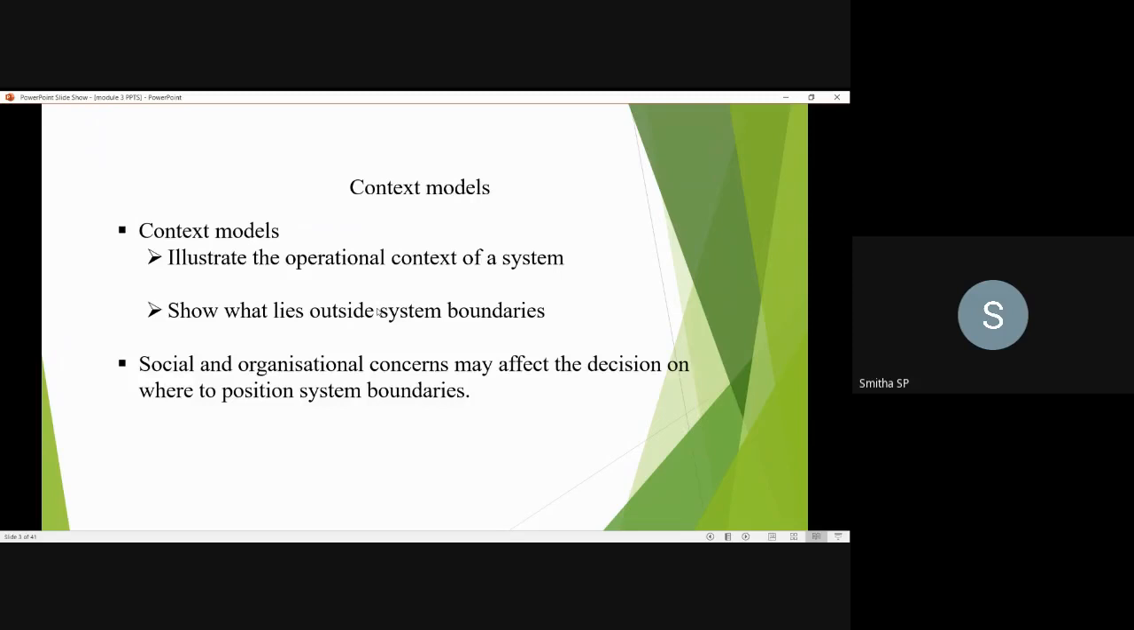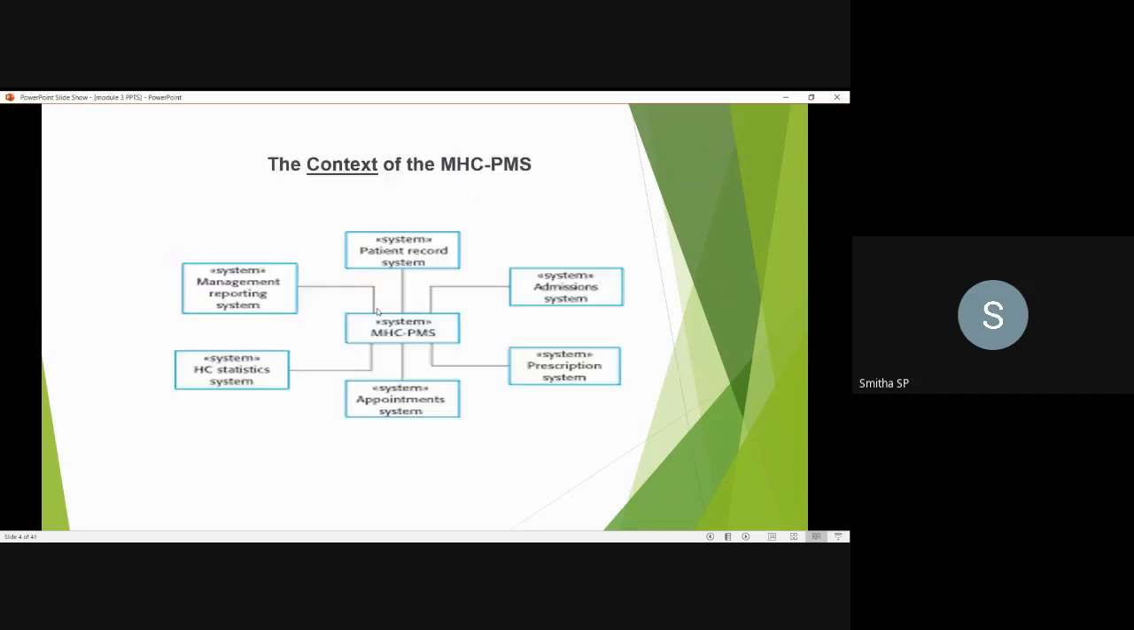Now, let us discuss this context model in detail by taking an example of the MHC-PMS, that is the context of the mental health care patient management system. You can observe in this figure that the MHC-PMS is connected to several other automated systems. So, which are all the systems to which it is connected?